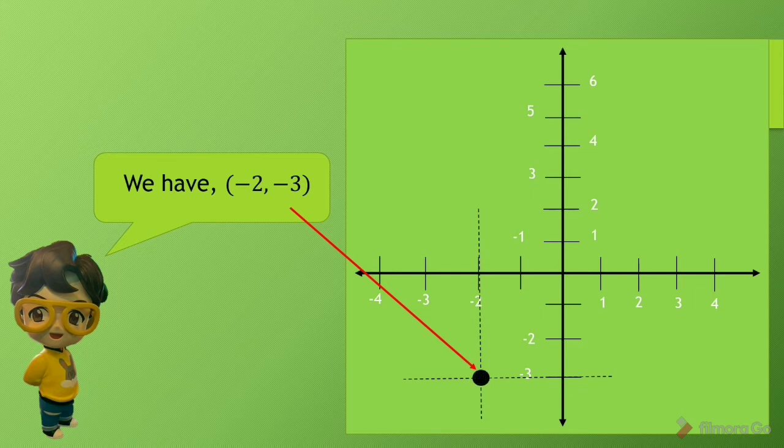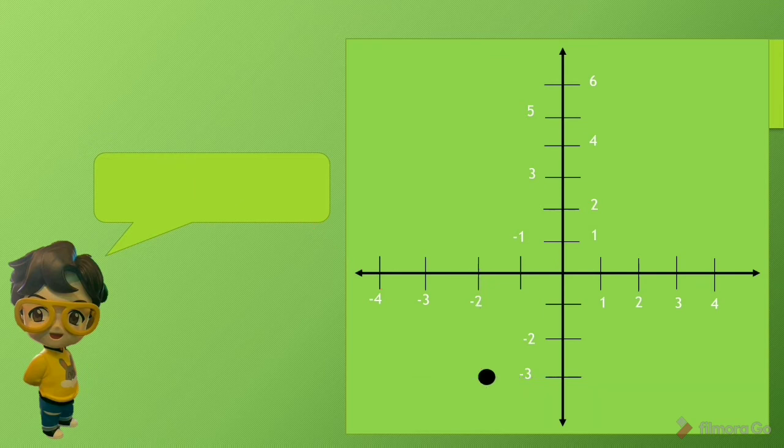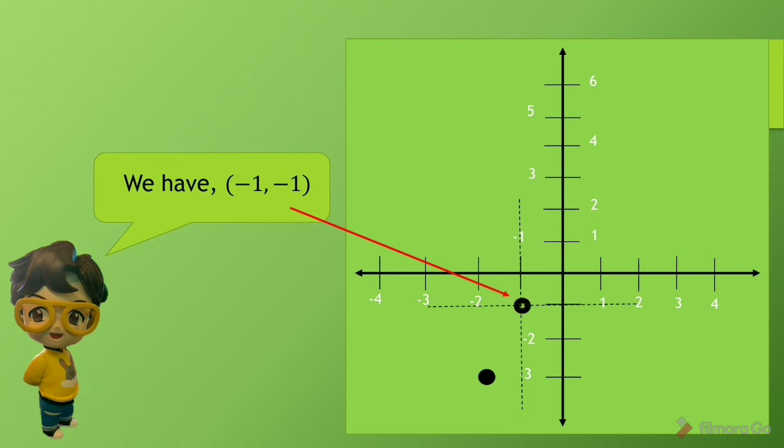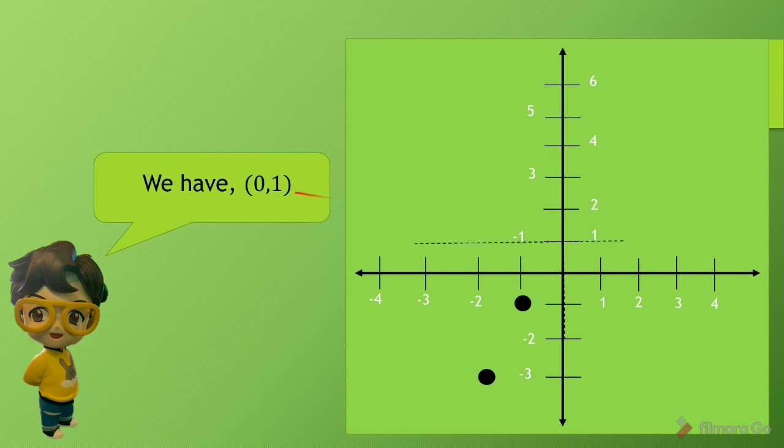Yung point mo, I mean. So that point will now be your (-2, -3). Same with the other ordered pairs. We have (-1, -1). The intersection, then plot the point. Same with the other one, (0, 1).